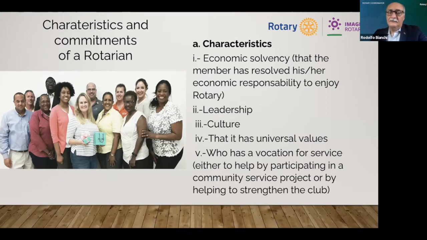And last but not least, someone who has a vocation for service, either to help or participate in a community service project or by helping to strengthen the club. And afterwards, you can go out of the club to serve at the district level or even a zone level. Everyone can be a leader, not only in the club, but at the district, at the zone, and why not at Rotary International level.